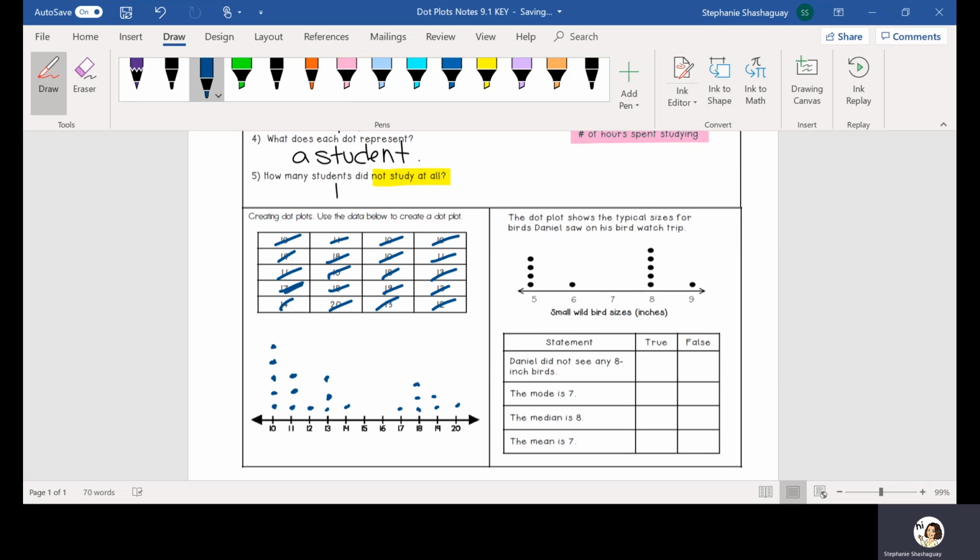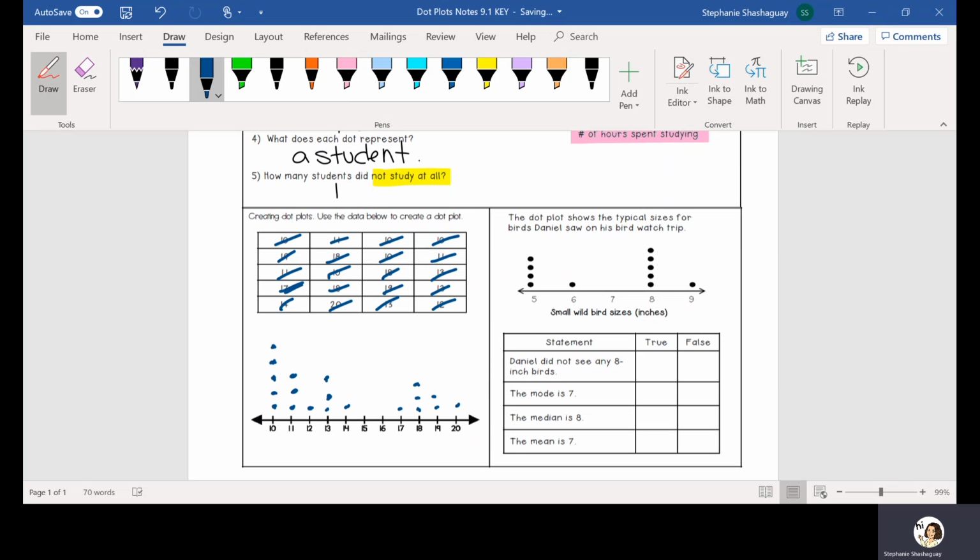Now that we've created our dot plot, we could answer questions about it, but they didn't ask us any questions. They just asked us to create a dot plot, so we are finished. The dot plot shows the typical sizes for birds Daniel saw on his bird watch trip.